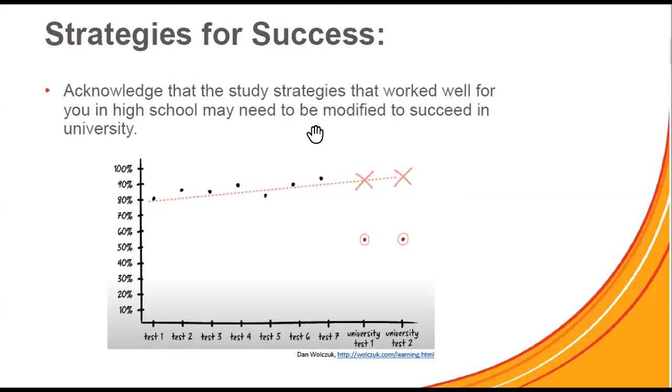And so you might think, oh, these are just outliers, and it's not my study strategies because look at all this data. My study strategies work well. I have all kinds of data to back it up. But acknowledge that the experiment has changed in university. And so your past data has to be thrown out and maybe your study strategies adjusted, just because the experiment is different now and our expectations are different.